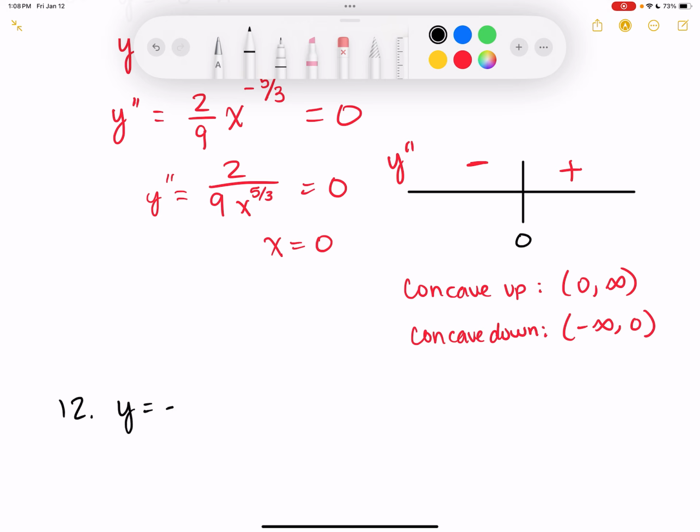Y equals e to the x, where 0 is less than or equal to x, which is less than or equal to 2 pi. Yeah, that's the 2 pi. Is that what made you remember?